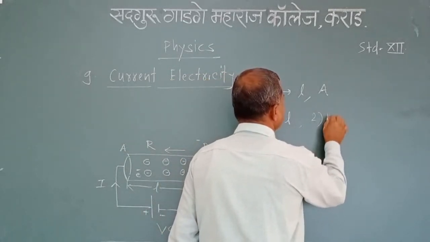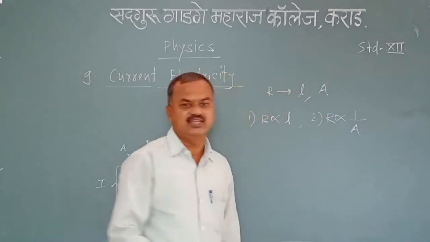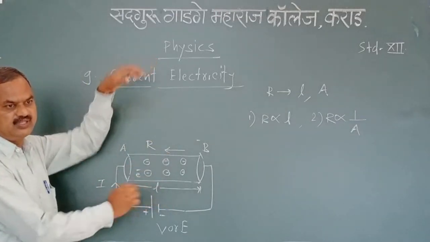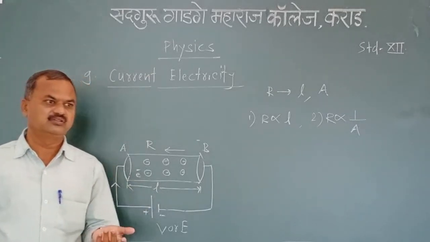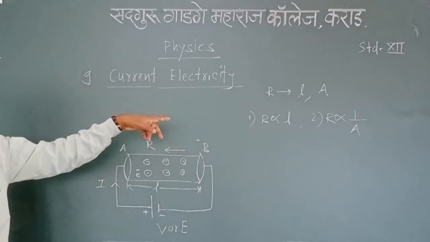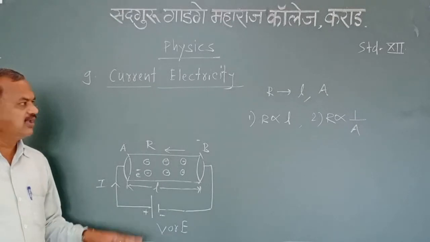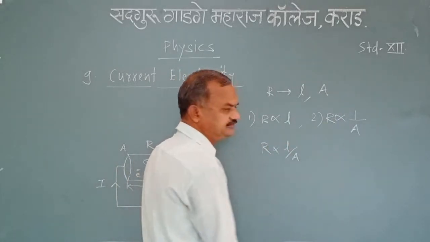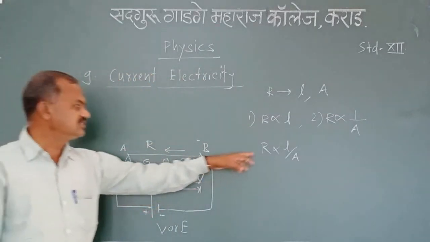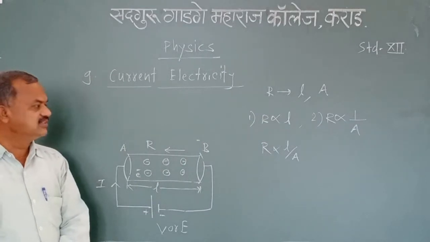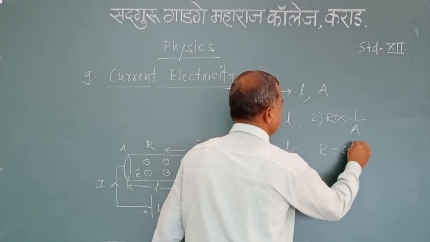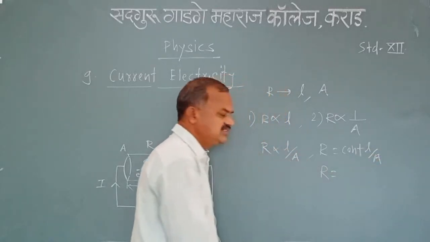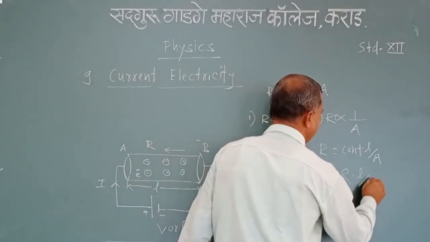That means resistance of a conductor is directly proportional to the length of the conductor. And second, resistance of a conductor is inversely proportional to its area of cross section. If the area of cross section is made broader, then the resistance of the conductor becomes lower. By combining these two results, we write the equation R proportional to L divided by A. Replace this proportional sign by an equal sign by taking some constant, that is R is equal to constant into L divided by A, or R is equal to rho into L divided by A.